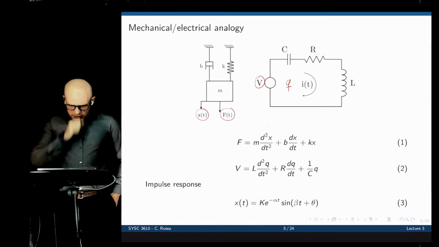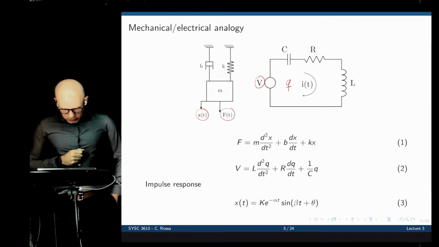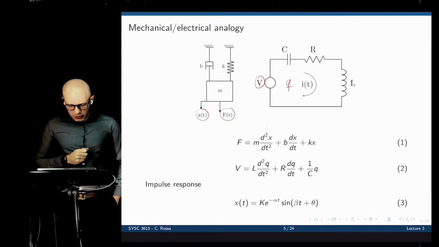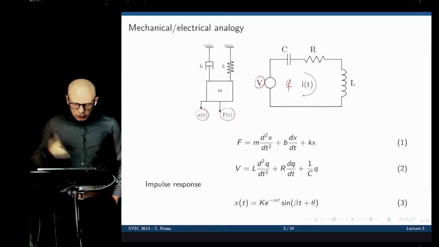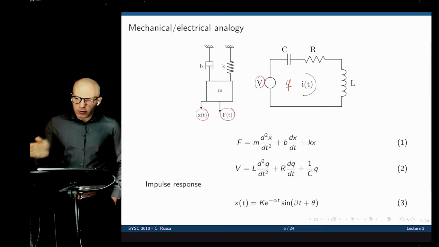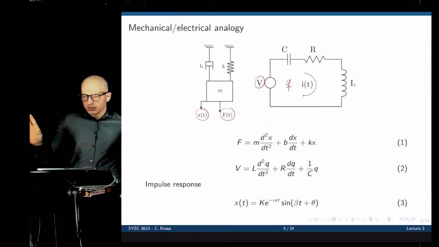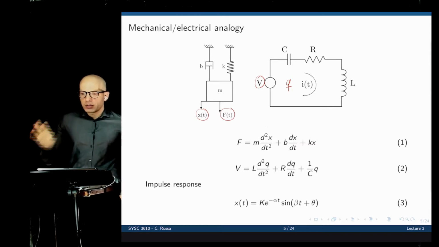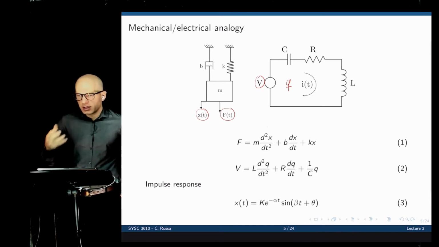The equation we just came up with is V equals L Q double dot plus R Q dot plus 1 over C times Q. You see, these two equations are exactly the same. The only difference is that we are using different variables, but the structure of these equations is precisely the same. This suggests that the elements that we see in both of these systems are performing physically a very similar function. And is that indeed the case?